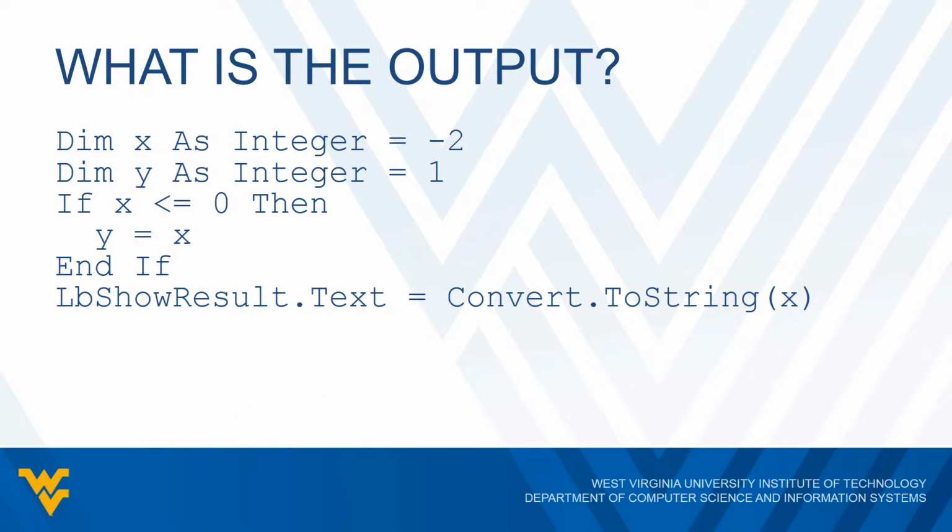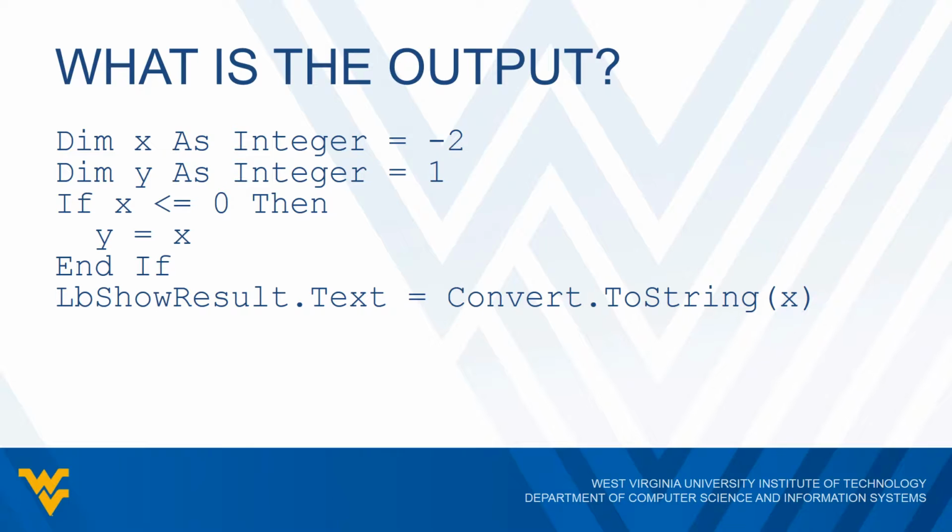In this example, our if-then statement's just a little bit different. Our condition is if x is less than or equal to 0. So if that's true, we're going to set y to x, and then we're going to display x. So I want you to tell me what the output of this is going to be.